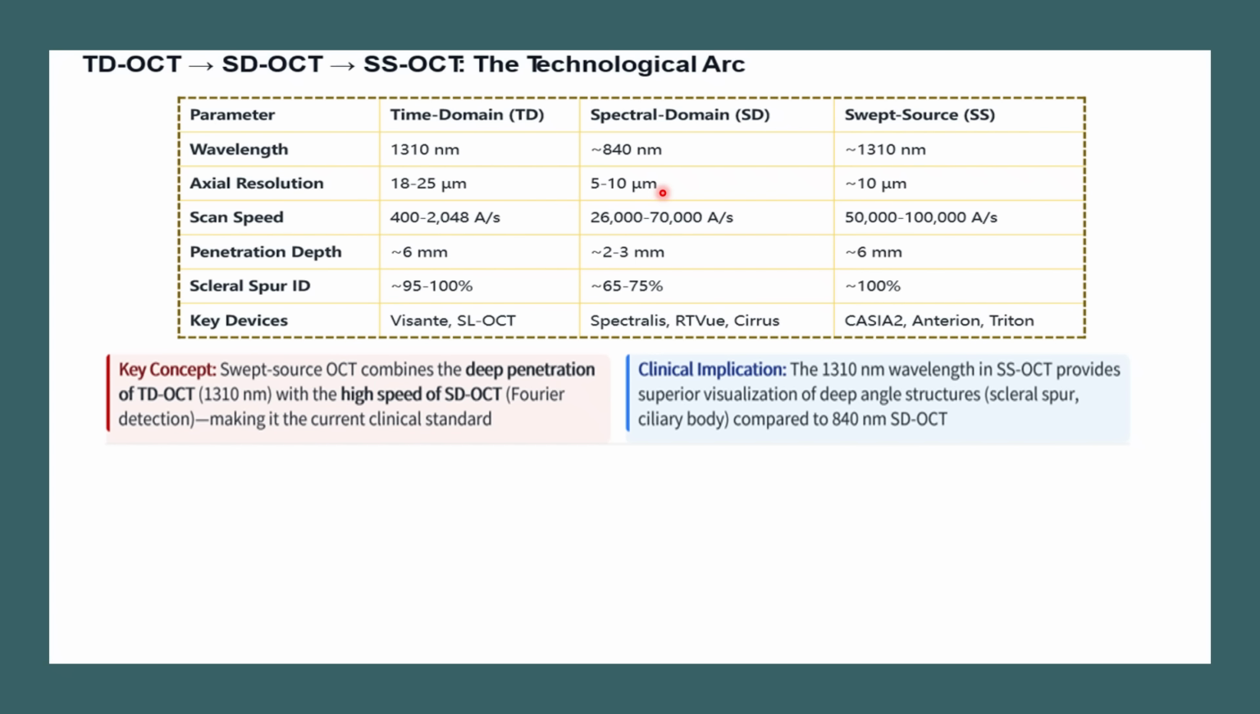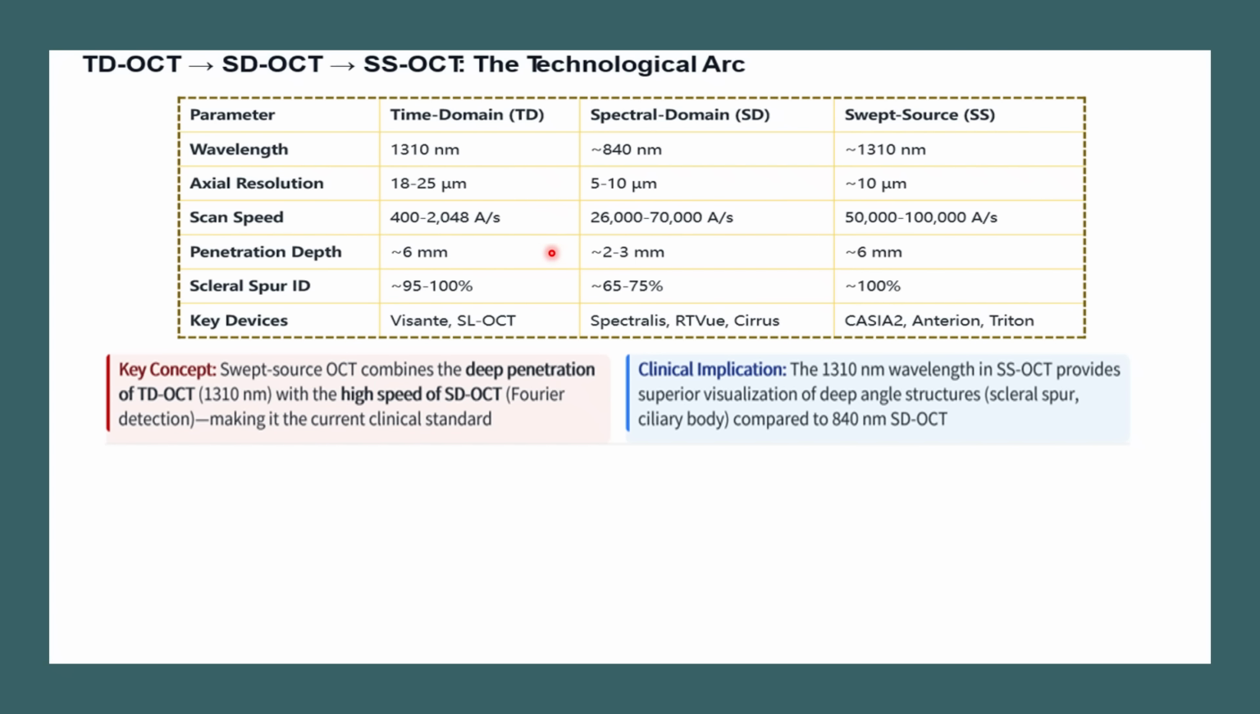Trade-off means that you compromise, that you sacrifice one option for the sake of the other option. You sacrifice for the good penetration as seen in the swept source OCT, but you have a little bit reduced resolution as compared to the spectral domain OCT. The other thing is the speed, of course.